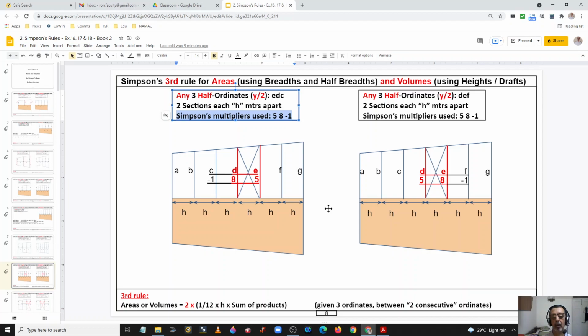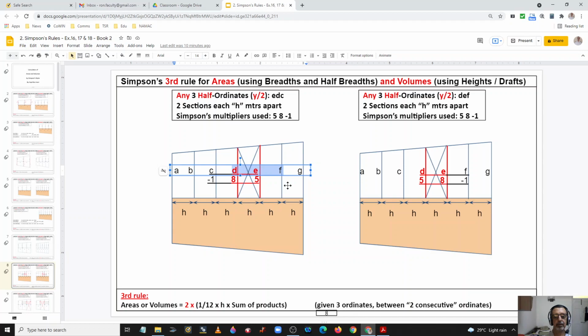Now in the drawing on the right, we have to find the area between the ordinates D and E. We can use the semi-ordinates D, E and F also. Just as in the drawing on the left, we use the ordinates C, D and E, we could have over here also used D, E and F. So this is just an example of what you can use. You are free to use whichever one.